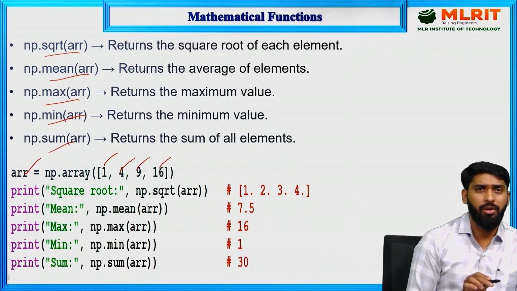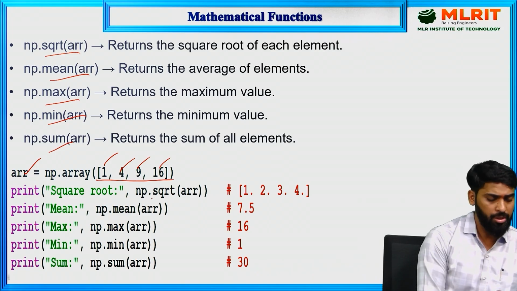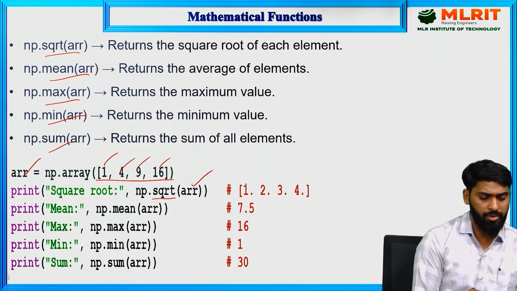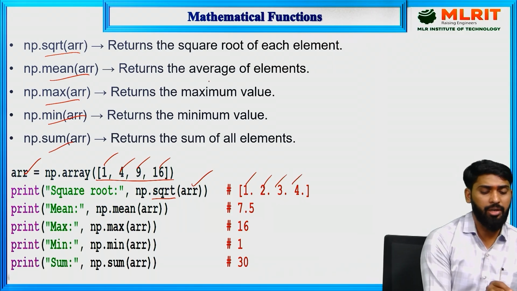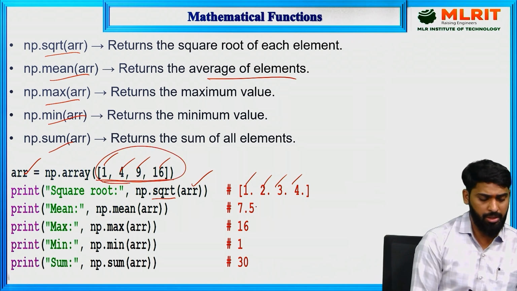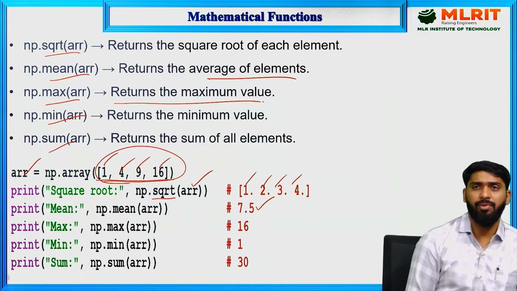Now I want to find the square root of all these numbers. How? Use np.sqrt(arr). Now it will return 1, 2, 3, 4 as output. Now mean, it will return the average of elements. So the average of all these values 1, 4, 9, 16. The mean is 7.5.